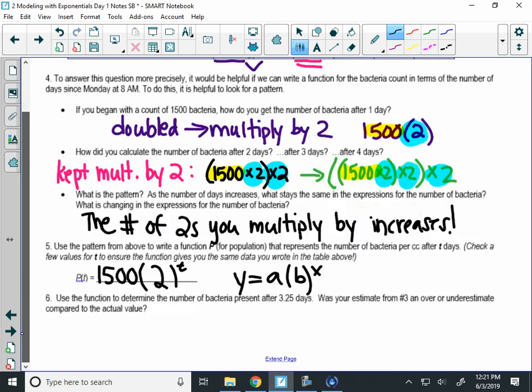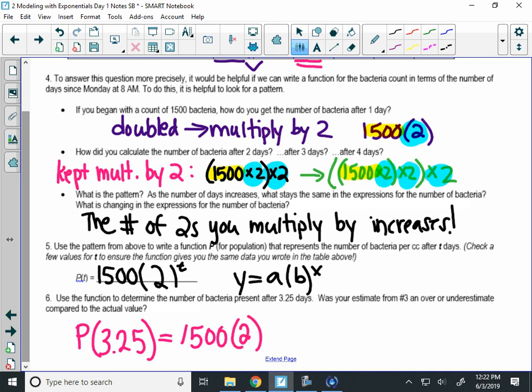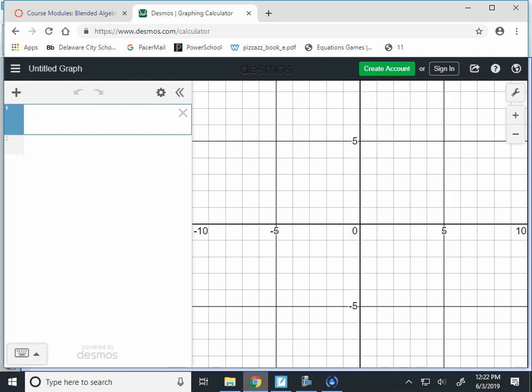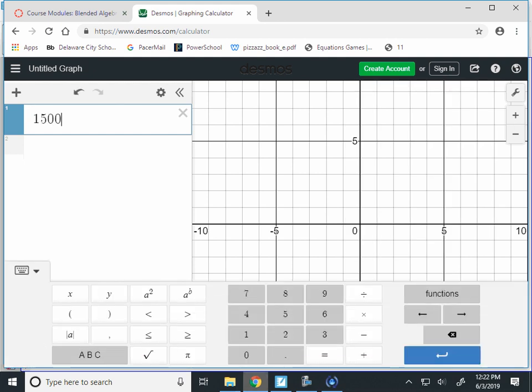So now it says use that equation to find the exact number of bacteria after 3.25 days. So I want to find the population of bacteria after 3.25 days. So I'll take 1,500 times 2 to the 3.25. Now here you can use your calculator or you can use Desmos. Let's see, 1,500 times 2.